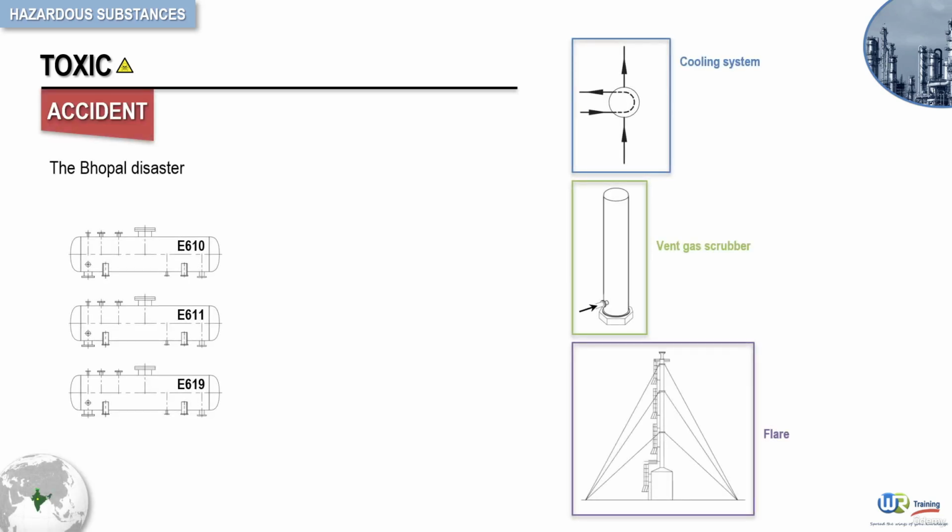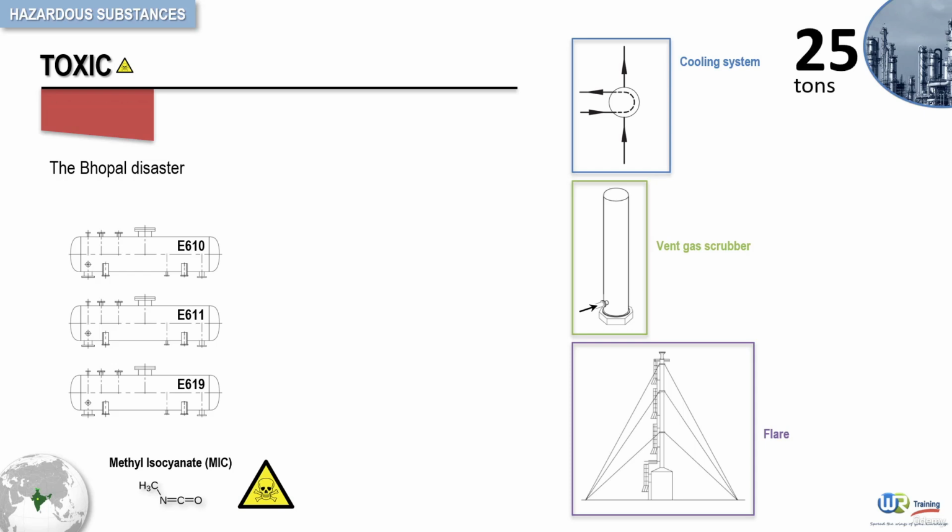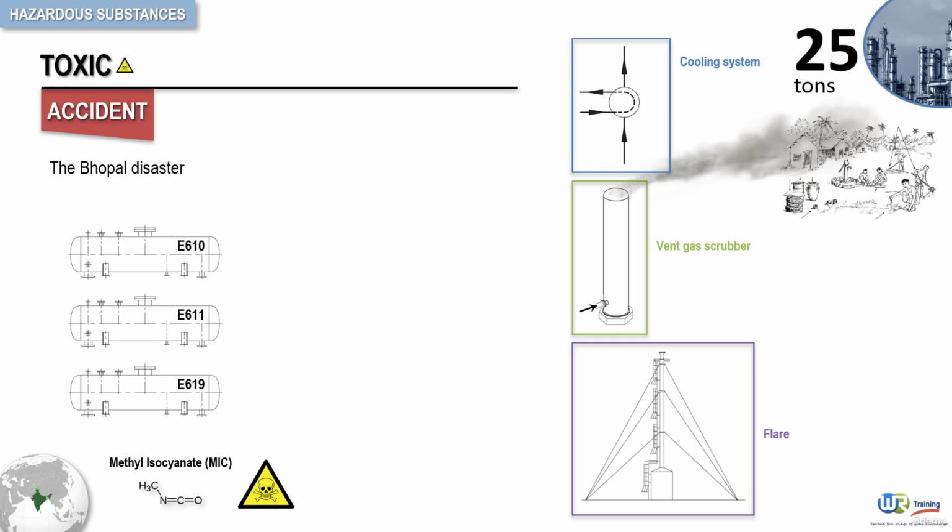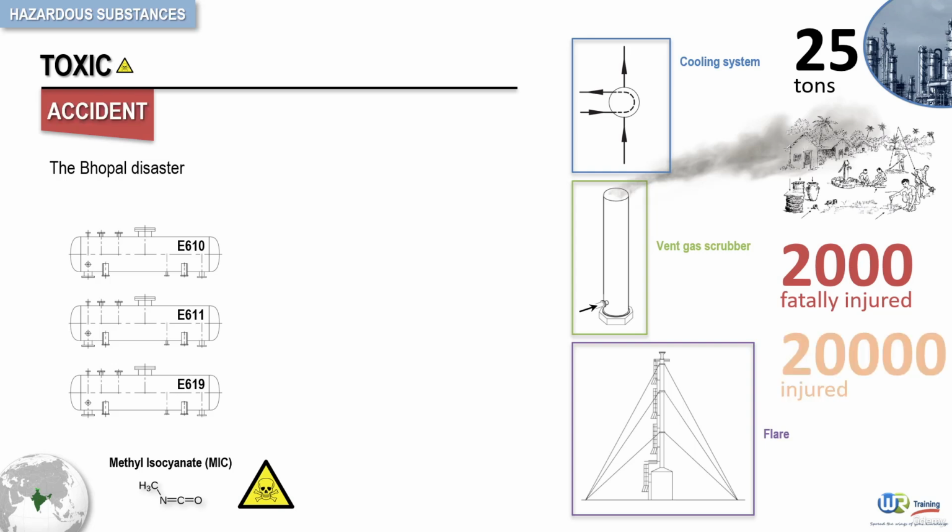A plant in Bhopal, India, produced pesticides using methyl isocyanate, more commonly known as MIC. In this process, MIC was used as an intermediate compound. MIC is an extremely dangerous compound that severely irritates the nose and throat, causing respiratory distress. On the day of the accident, on the 3rd of December 1984, an estimated 25 tons of MIC vapor was released. The toxic cloud spread over a shanty town nearby, killing 2,000 and injuring a further 20,000, marking it as one of the most significant disasters in the history of the chemical industry.